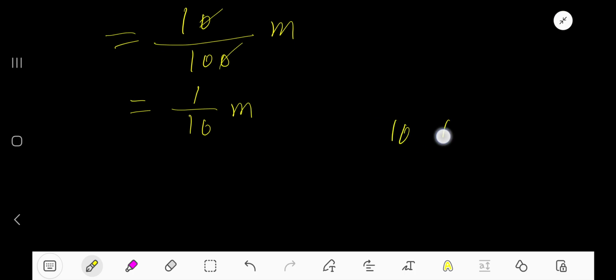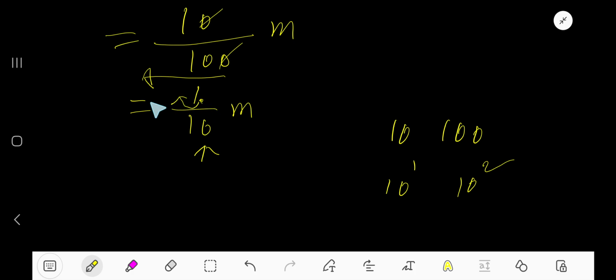Since 10, 100, these are called powers of 10, right? Just count the number of zeros and move the decimal from right to left. This is a whole number, so the decimal point will first appear here. Since this has 10, the decimal point will move 1 place from right to left.